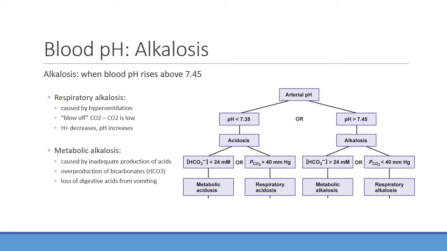On the metabolic alkalosis side, usually it's either going to be due to inadequate production of acids, or you're going to find that you have maybe an overproduction of bicarb, or in some cases you're having a lot of vomiting, you're losing a lot of stomach acids. That could be one case where you're trying to tip the balance and induce a metabolic alkalosis, right? So which one do you think is more common to run into, an acidosis or an alkalosis? Usually acidosis is probably a little bit more common to run into, both on the respiratory and on the metabolic side of things.